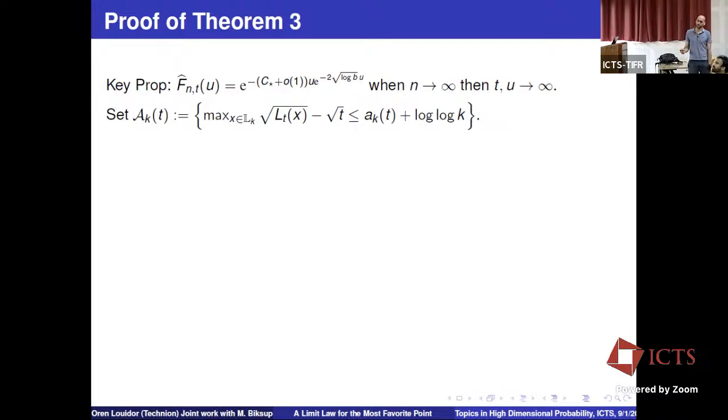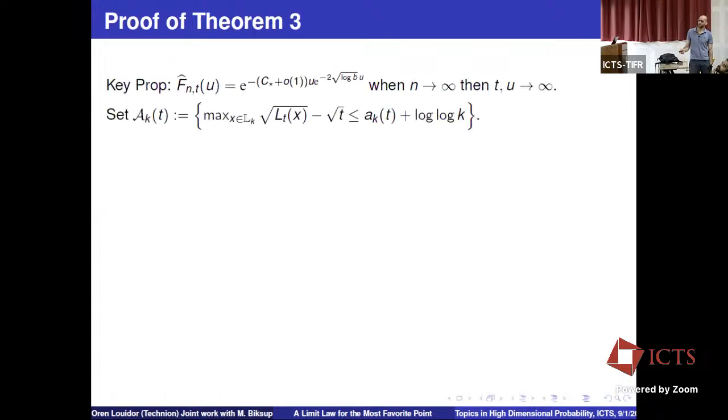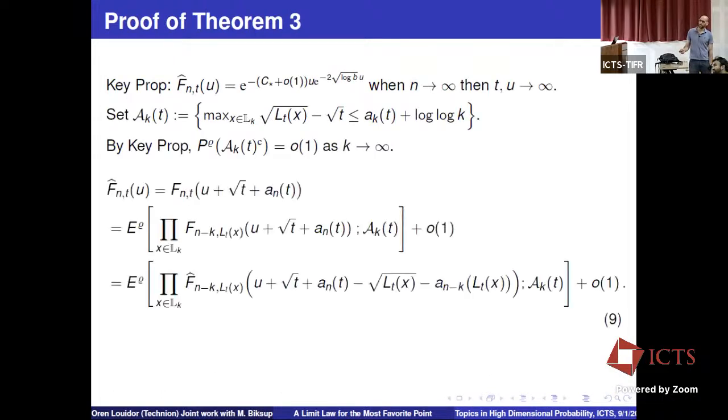I'm going to restrict all the particles at generation k to be below this, and that's an event that happens with high probability, with probability tending to 1, because by the tail estimate we know that this stays below. This is the right centering sequence. So I can freely add this event, and I'm only paying order 1.